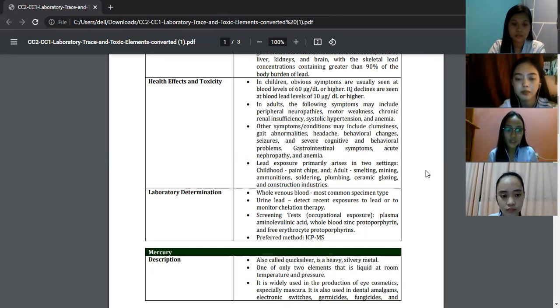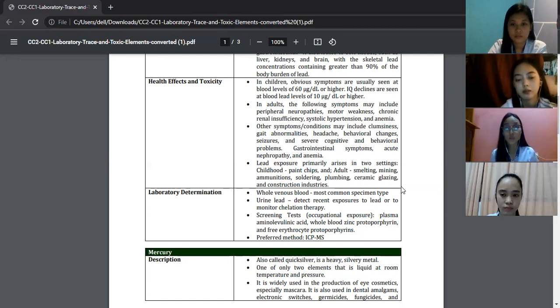The lead exposure primarily arises in two settings. For the children, it is acquired from paint chips, and for the adults, from occupations like smelting, mining, ammunition, soldering, plumbing, and ceramic glazing and the construction industry.